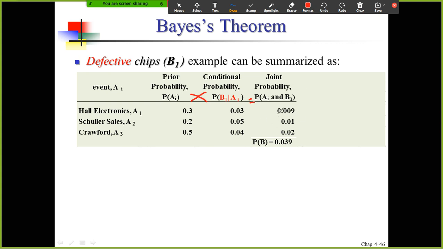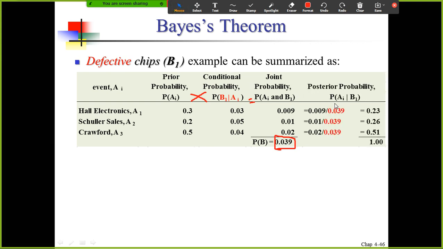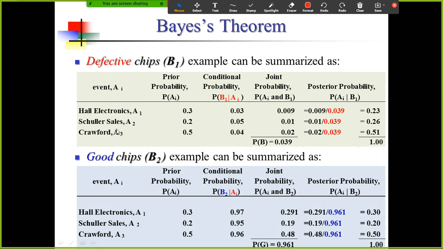Because we have 3 events, we have 3 joint probabilities. This is the probability of chips not working from all suppliers. Probability of chips not working from Schaller, 20%. I equal to 1 from Hall, I equal to 2 from Schaller, I equal to 3 from Crawford. Together 100%. Okay, this is working. This is not working. This is working.